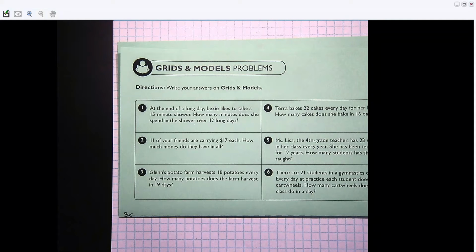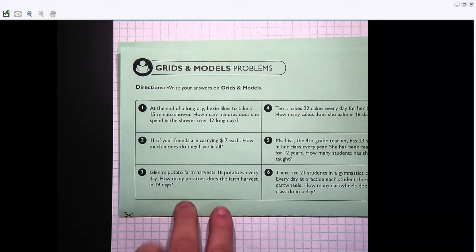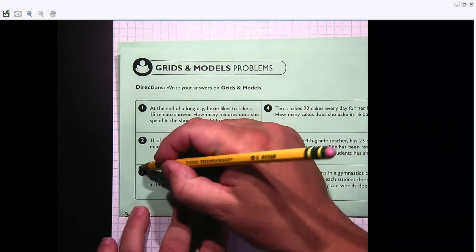We are working on what I would call a mixture of array and area model. I've already demonstrated number one for you, and we've talked about it. But if you get stuck, I thought I would put a help video for one of the problems so that you could look at this video to see how to go through the process. So I'm going to look at number three.